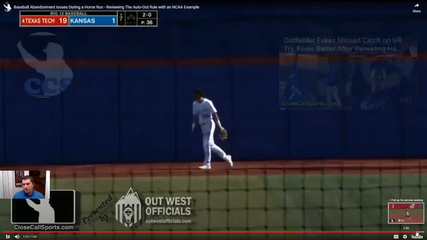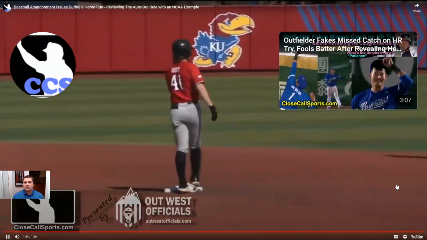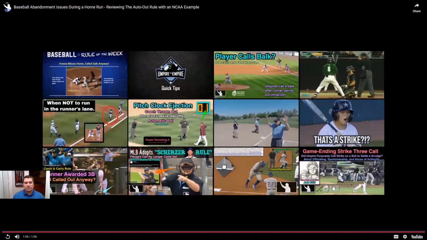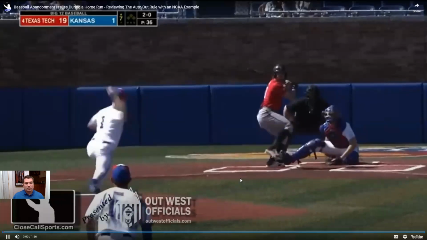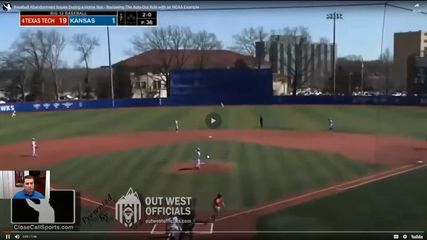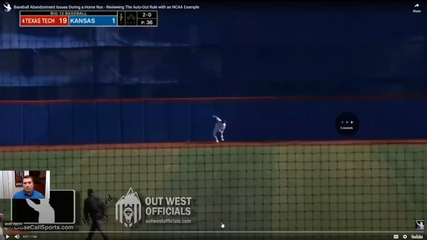Just on defensive. Come on, next one. Allen hits one.